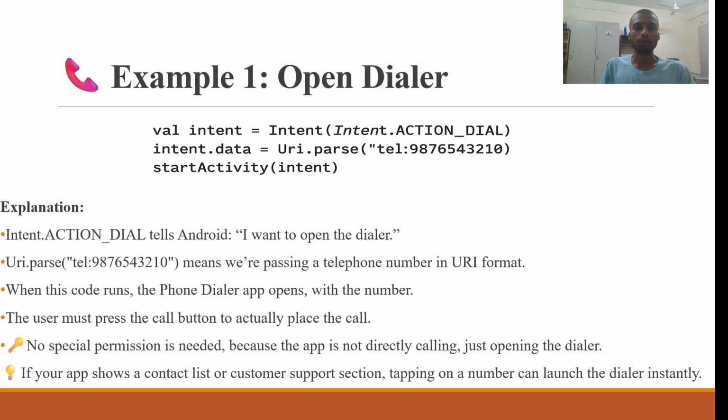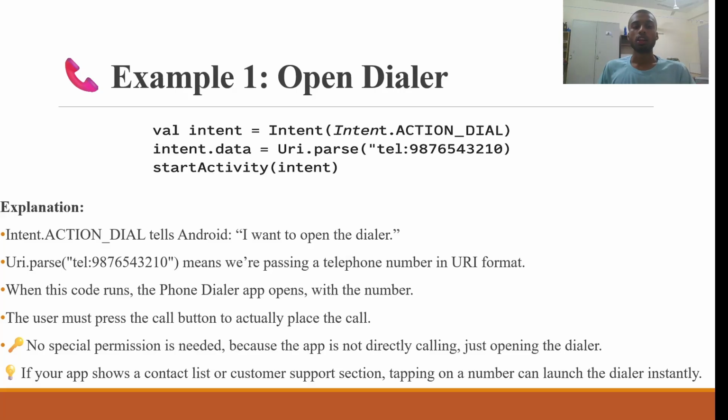The first example is open dialer. As we have seen in the flow diagram, first we need to define an intent. What is the work we are going to do here? We are going to call a number. For that we are using ACTION_DIAL, which is a keyword in Android that tells it we want to open a dialer. Later on, intent.data equals Uri.parse, and there I am giving a telephone number, which means we are going to pass a telephone number in the URI format. URI stands for Uniform Resource Identifier.